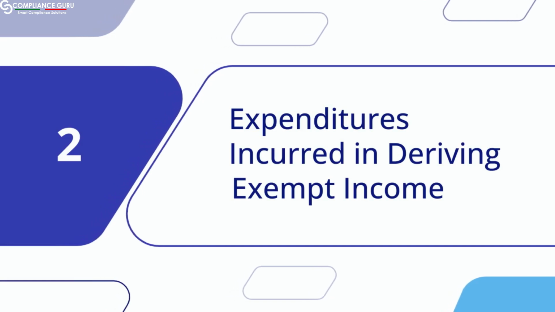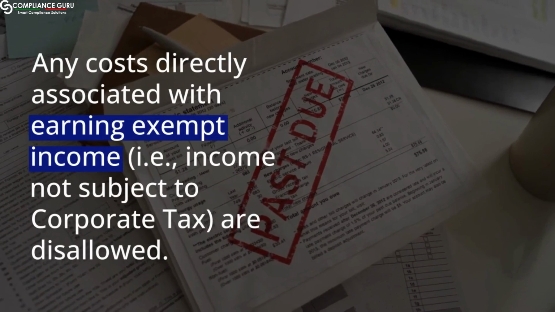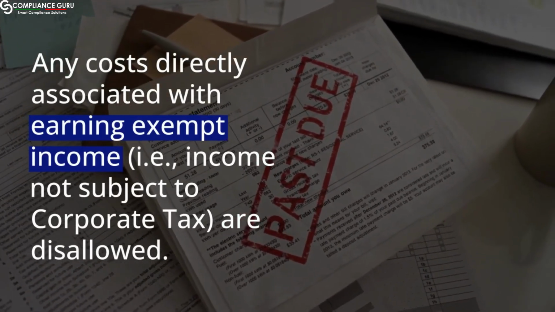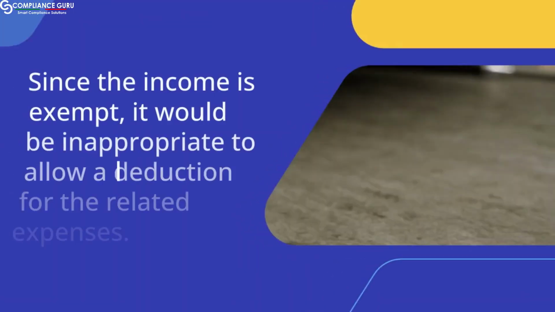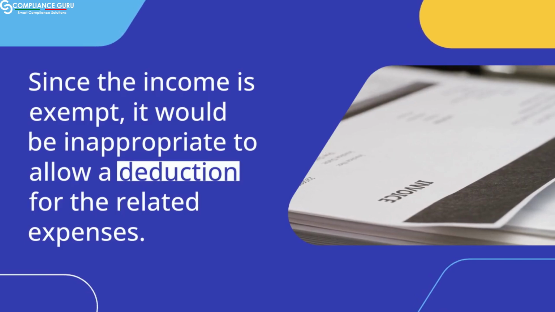2. Expenditures incurred in deriving exempt income. Any costs directly associated with earning exempt income, i.e., income not subject to corporate tax, are disallowed. Since the income is exempt, it would be inappropriate to allow a deduction for the related expenses.